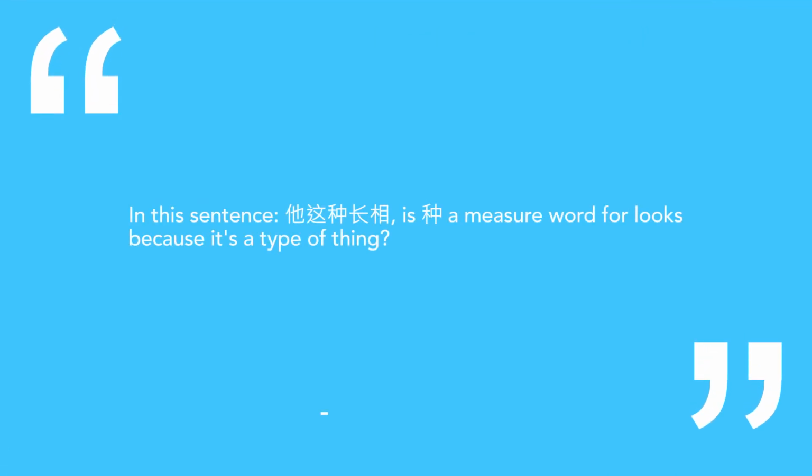Chris Lewis on 长相 in context. In this sentence, 他这种长相 is 种, a measure word for looks because it's a type of thing. No, not particularly. 种 can be a measure word for anything that has types. So I could say 一颗鸡蛋, one egg, right? Or 三颗鸡蛋, 3 eggs. Or I could say 三种鸡蛋, 3 types of eggs. So we have an egg that's a brown egg. We have the one that's organic, and we have the one that's factory farmed, right? So we have 3 types of eggs. 三种鸡蛋, right?